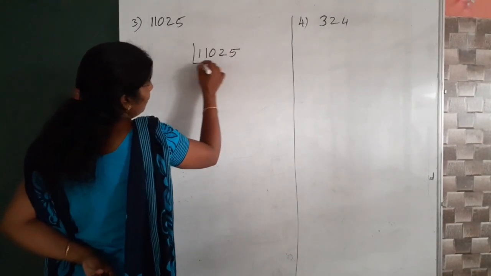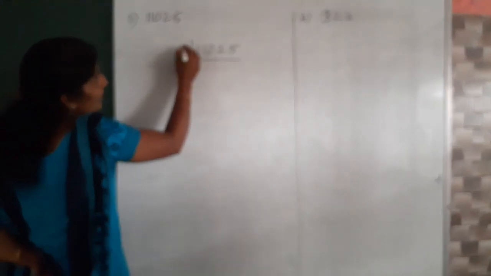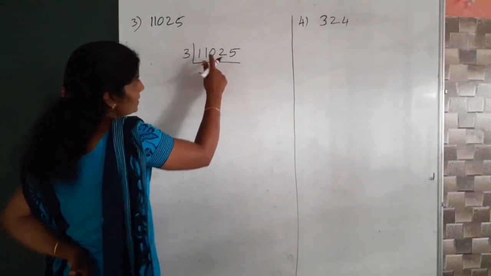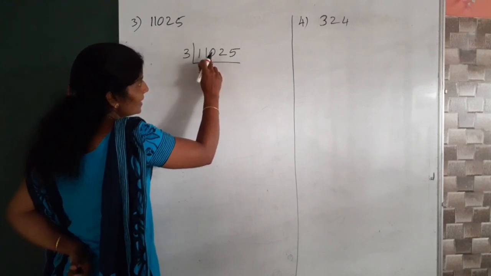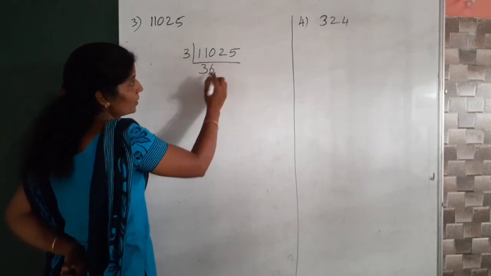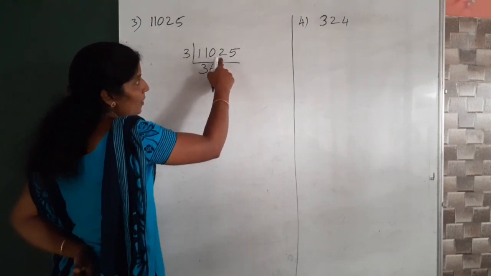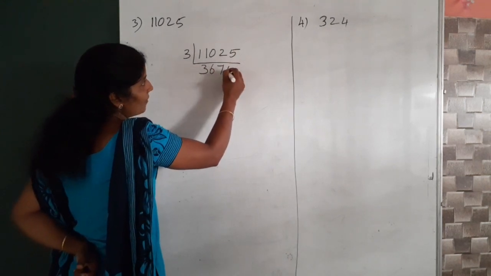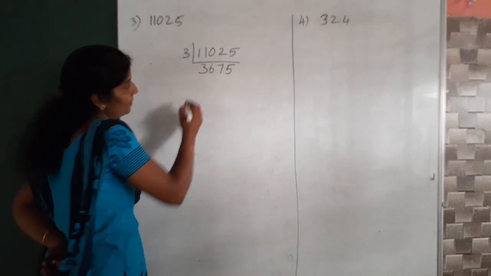11,025. Now, this is 3 table. 3 3s are 9, isn't it? 2 balance 20. 6 3s are 18. Again 2 balance 22. 7 3s are 21. 1 balance 15. 5 3s are 15.